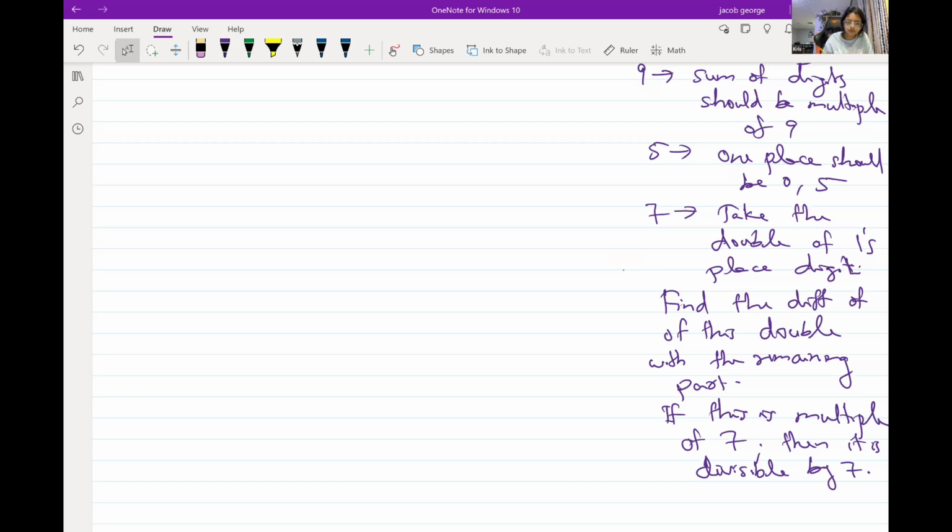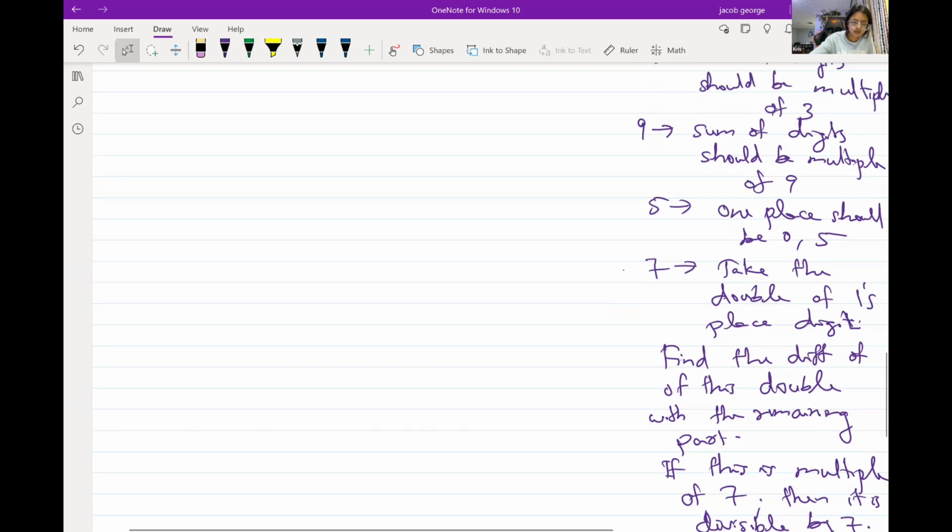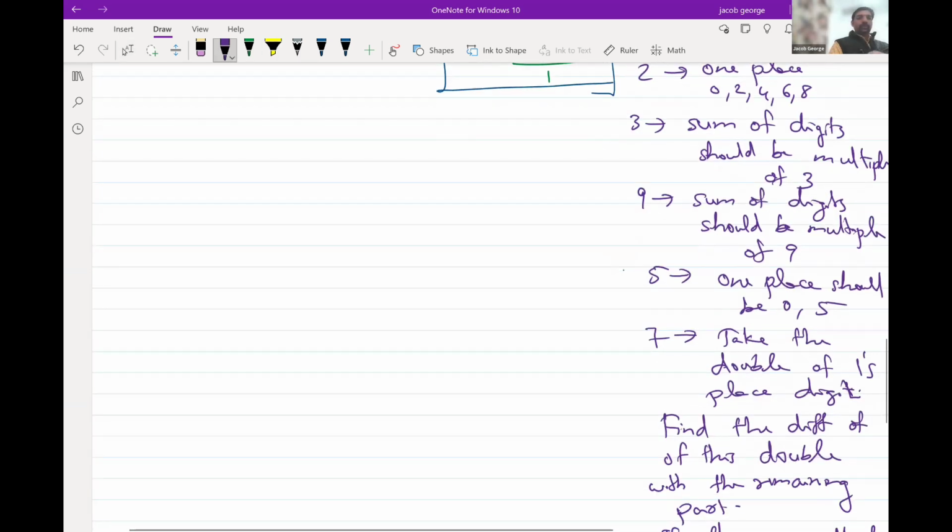Could you show an example with a bigger number? 49 is an example. Can you see 49? I am going to write here 49. No sir, 49 I already know is 7 into 7. Could you give a simple 3-digit number and explain? Just a second, check.